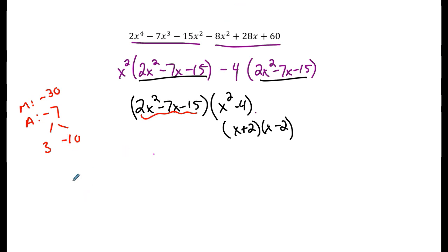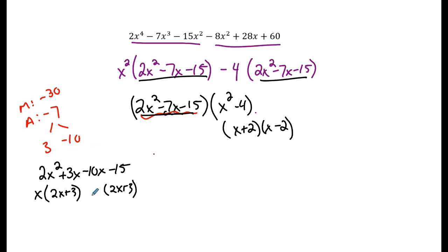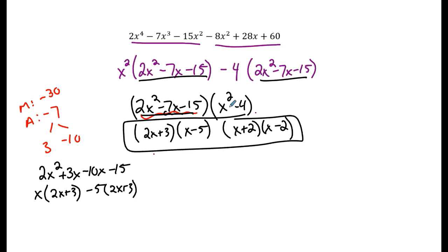So I'm going to rewrite this. You can even do this on the side over here. 2x squared plus 3x, remember we split that middle term, minus 10x minus 15. So what we do is we make these trinomials into a grouping problem. I'm going to take out an x. We make trinomials using the AC method into a grouping problem. And it factors as x plus 3 times x minus 5. So those are the factors of that expression.